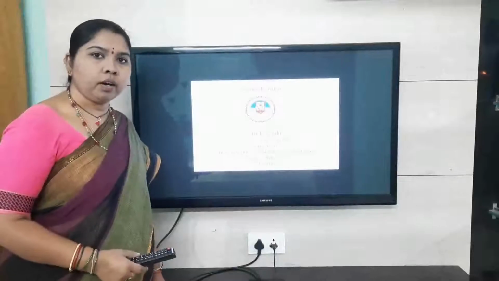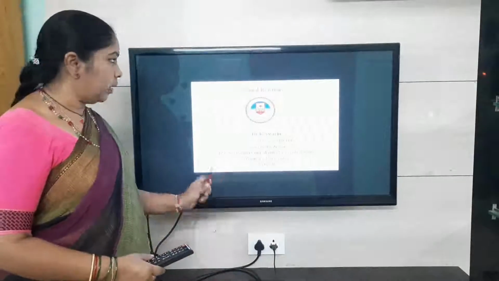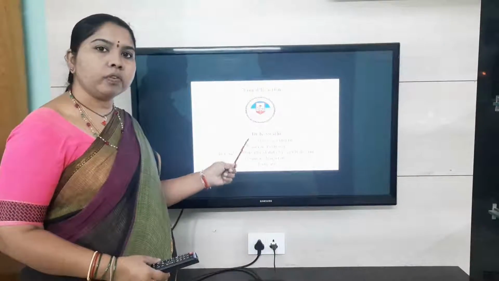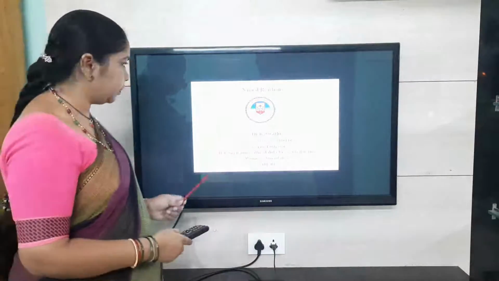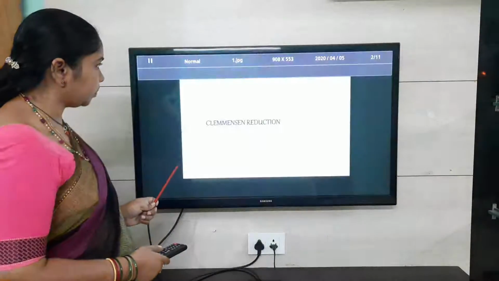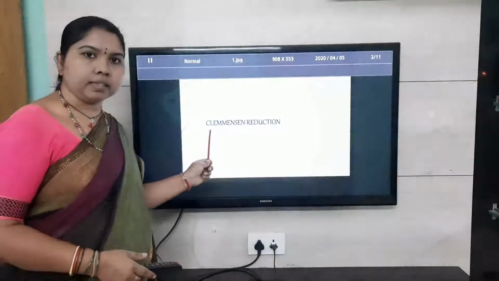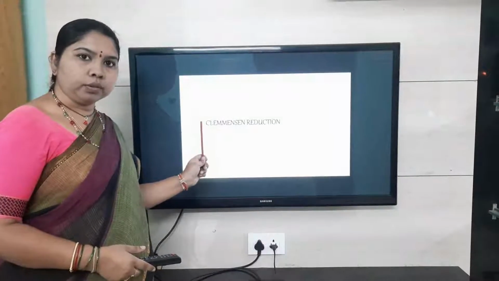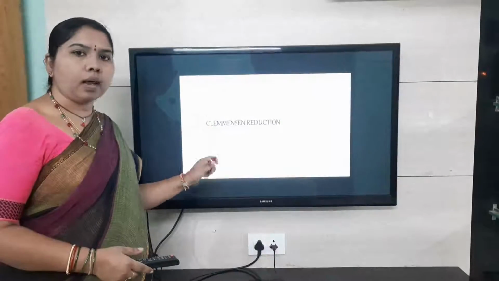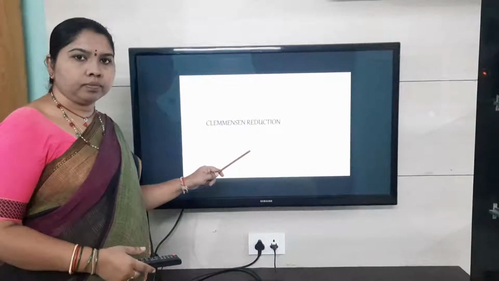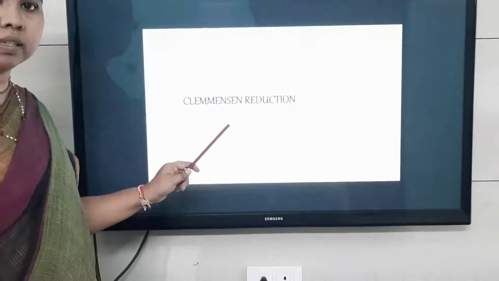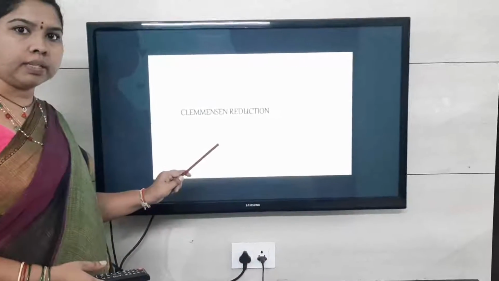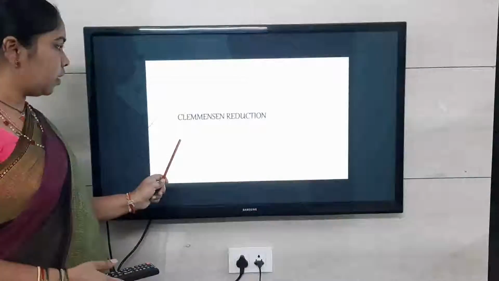Good morning everyone. Today I am going to take up named reactions like the Clemmensen reduction reaction and also the Wolff-Kishner reduction reaction. The Clemmensen reduction reaction is simply the conversion of ketones into alkanes. RCOCH3 is converted into RCH2CH3.